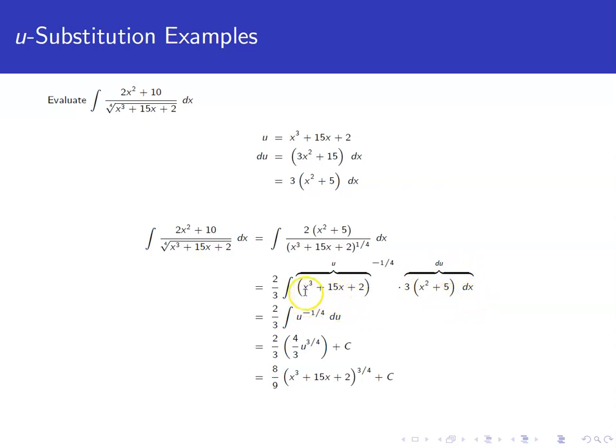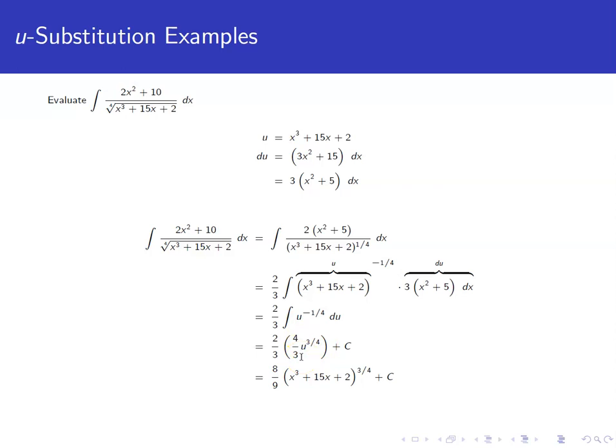Looking here now, my x cubed plus 15x plus 2, that's my u, and I've rewritten this as a negative 1/4 power. So finally, after we make our substitution, we get 2/3 times the integral of u to the negative 1/4 du. Now we can anti-differentiate this using our power rule. Add 1 to the exponent gives us 3/4. Doing 1 over that new exponent gives us 4/3.